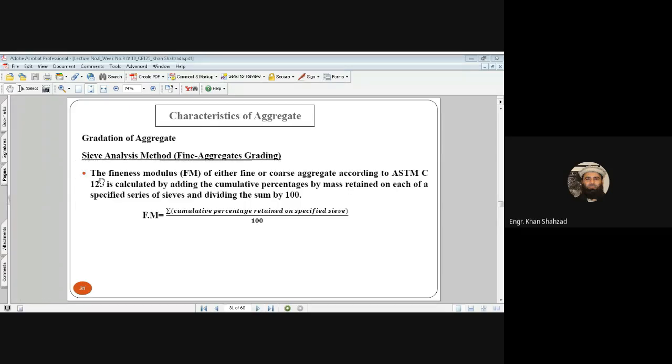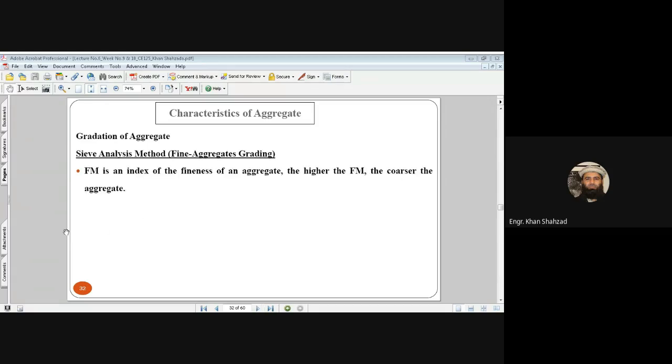How we can do this? The fineness modulus of either fine or coarse aggregates according to ASTM C125 is calculated by adding the cumulative percentages by mass retained on each of a specified series of sieves, and then dividing the sum by 100. You can see the fineness modulus is equal to the summation of cumulative percentage retained on specified sieves, divided by 100. You will see this in the next slide, how we can do this.